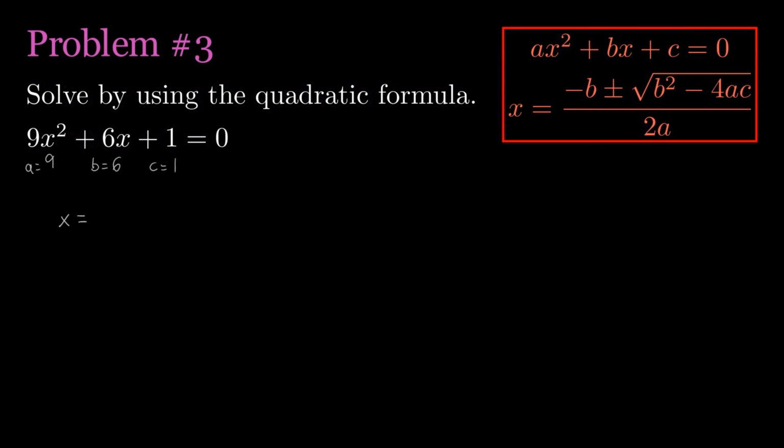So we get x equals, on top of our fraction we start with minus b, so in this case negative 6, plus or minus the square root of, and then first thing is b squared, 6 squared in our case, minus 4 times the a, in our case 9, and times c, in our case 1. All over 2 times a, in our case 2 times 9.